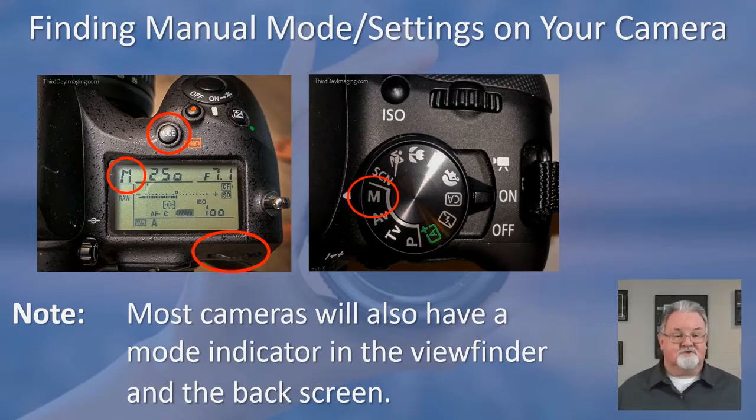And so once you've got that done, then you'll be in manual mode, and we can begin to talk about settings. Also, just one last note here, as you can see on the PowerPoint, most cameras are also going to have a mode indicator in the viewfinder itself, or maybe on the back screen of the camera. You might find it there, and you'll be able to see that information and be able to tell what mode your camera is in those ways as well.